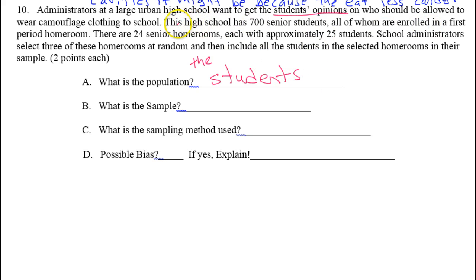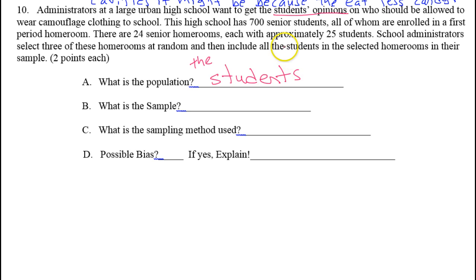In the next sentence, it says, the high school has 700 seniors. All right, so now we're specifically mentioning seniors, all of whom are enrolled in a first period homeroom. There are 24 senior homerooms, each with approximately 25 students. School administrators select 3 of these homerooms at random and then include all the students in the selected homerooms in the sample.